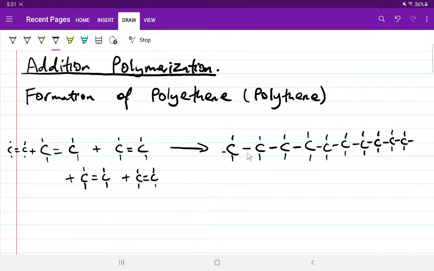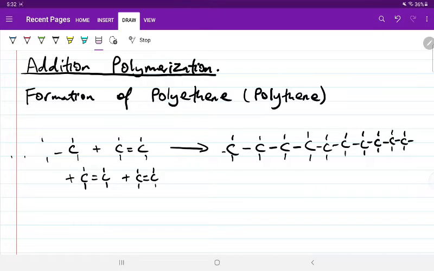And what do you notice about this long chain? In this chain, there are no more double bonds. So we're going from a situation where we have lots of carbon-carbon double bonds, all right? We have lots of alkenes bonding together, to a situation where now you have a very long chain alkane. All right. So one of the things about addition polymerization is that you start out with unsaturated monomers and you end up with a saturated polymer. You end up with an alkane for your polymer.